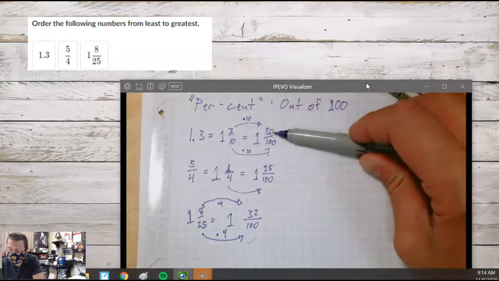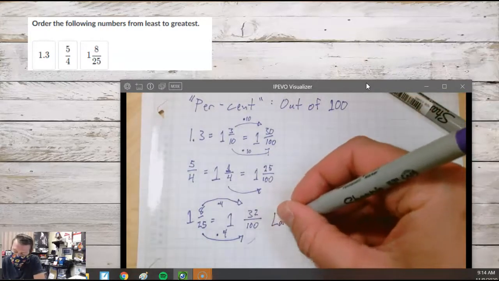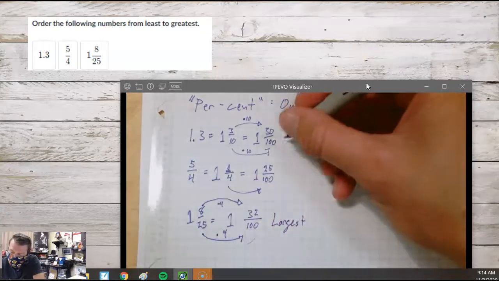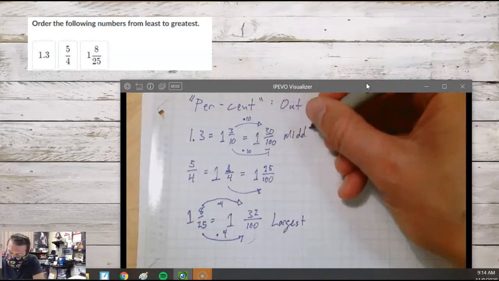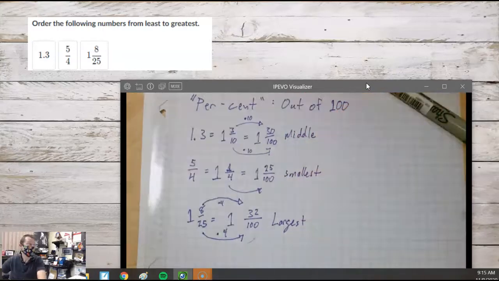Our second biggest and our smallest. All right, so if we say largest, middle, and smallest. Questions on how we can compare using mixed numbers that we converted everything to.